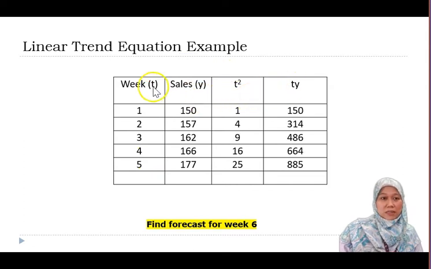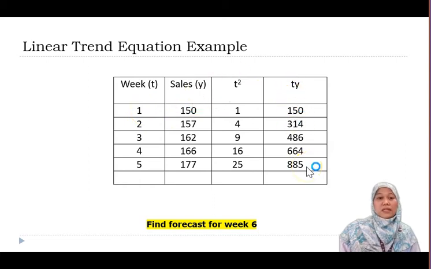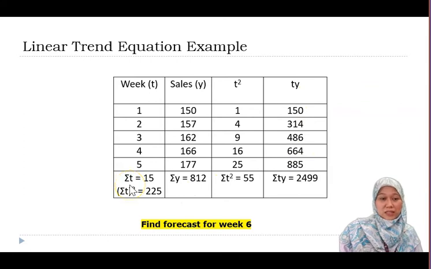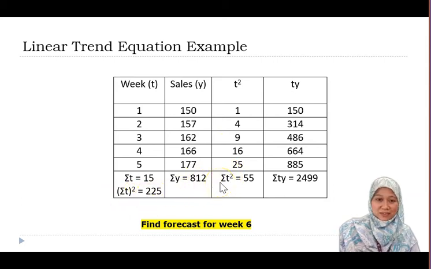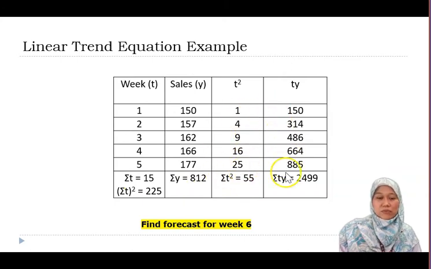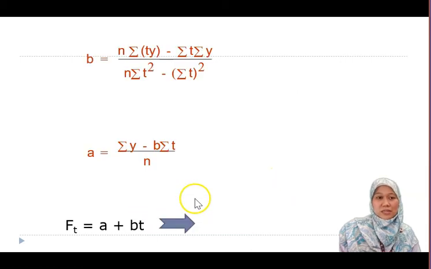And then for TY, that means T times Y, so 1 times 150, and you do this in one column. And then what else do you need? You need the sum of T, you just sum up this column. And then the sum of T, you need to square, so 15 squared is 225. And then the sum of Y, you sum up this column. And this one is the sum of T square. Don't get confused with this one and this one, this is a different thing. And then the sum of TY. All of this we will use inside this formula.